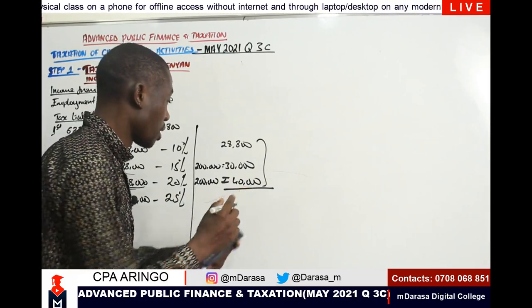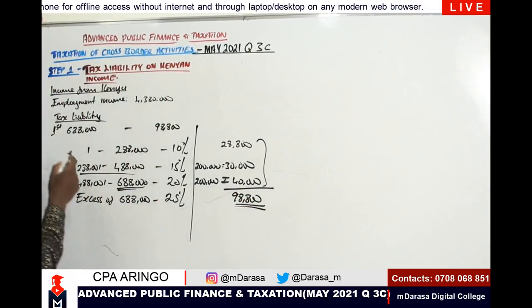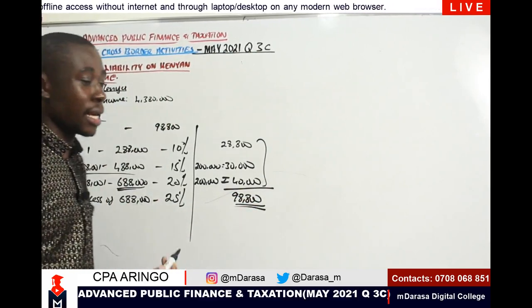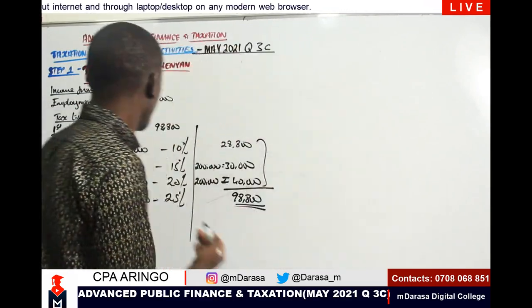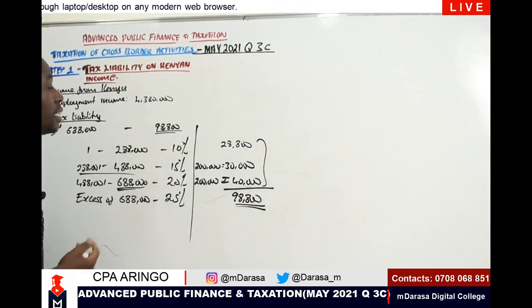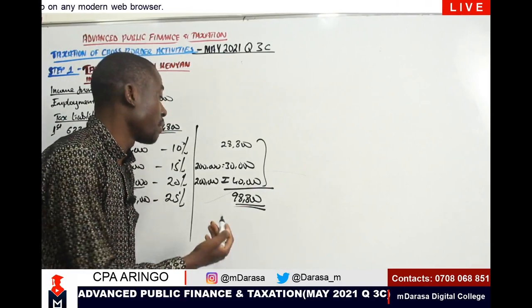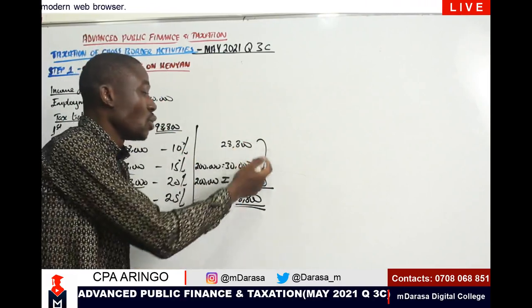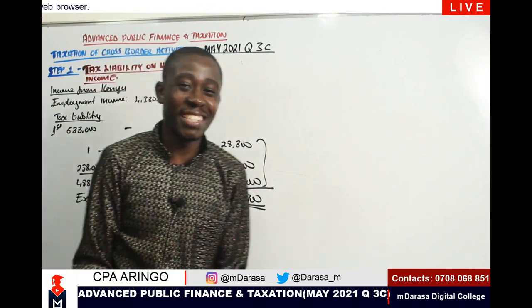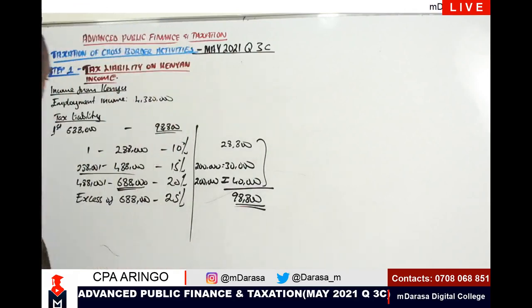28,800. In this case, you're arriving at how much? 98,800. And that's why we are saying that any person earning an income up to 688,000, the first 688,000, the tax liability is 98,800. That's how we've arrived at 98,800 using this graduated scale rate. And again, this is just a repeat. That's how we've arrived at 98,800.